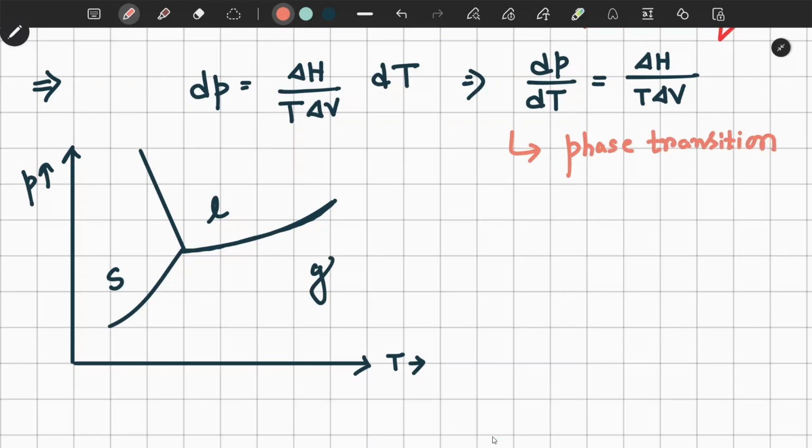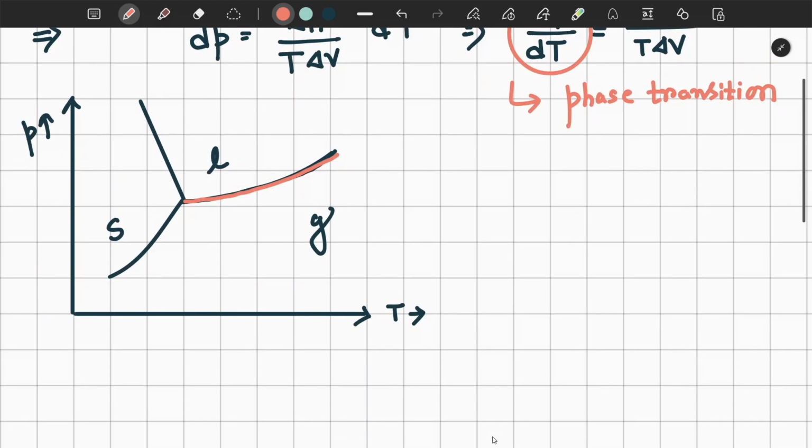Why? Because dP/dT is the slope of a curve, so there must be a curve, and any curve in the PT plane will signify a phase transition. Is it clear? That's why this dP/dT is the change in pressure with respect to temperature on a phase transition. Here this liquid-gas curve is the liquid-gas phase transition curve. On this curve, dP/dT will be delta H of that phase transition divided by T delta V. This is the Clausius equation.